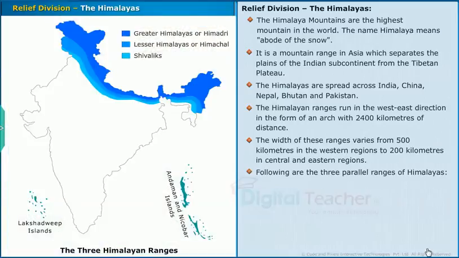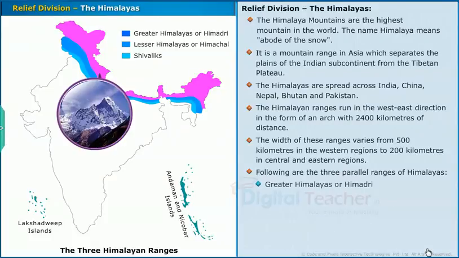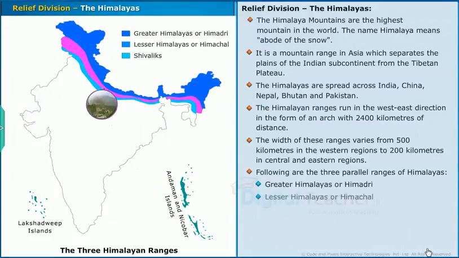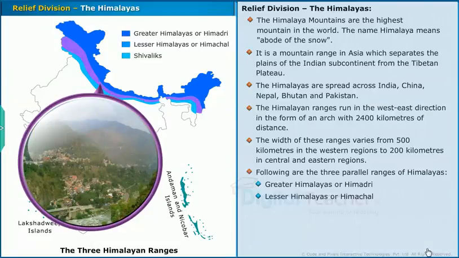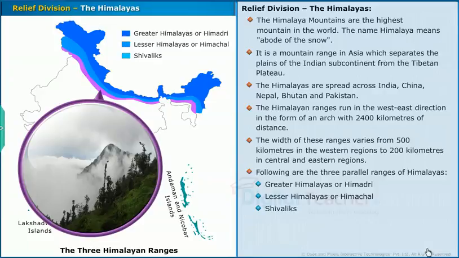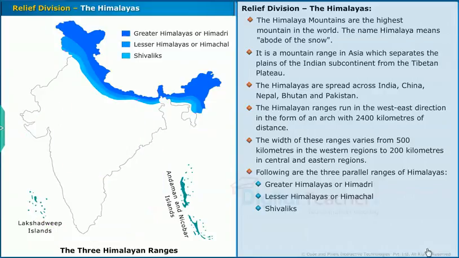Following are the three parallel ranges of Himalayas: Greater Himalayas or Himadri, Lesser Himalayas or Himachal, Shivaliks. Now it's time to know about each range in detail. Let us begin our learning with Himadri range.